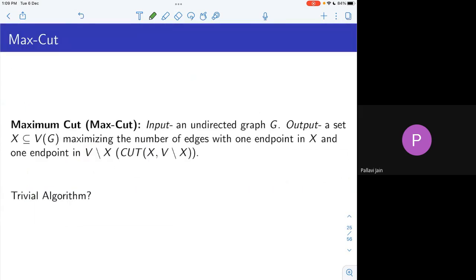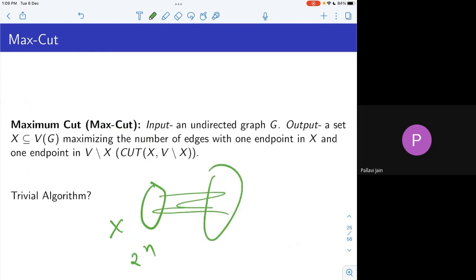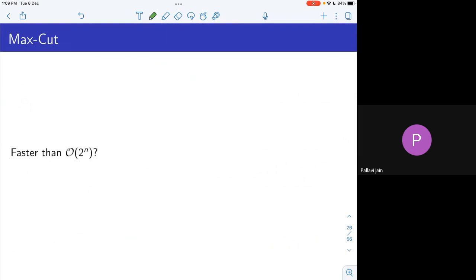So again, any trivial algorithm you can think of for this problem? Again, 2 to the power n. Yes, so we can try all the sets X, right? All the sets X which are subsets of your vertex set. If you have n vertices, then we are trying 2 power n many possibilities. Then you can just take the maximum count and return that. Okay, any other faster algorithm that you are aware of?